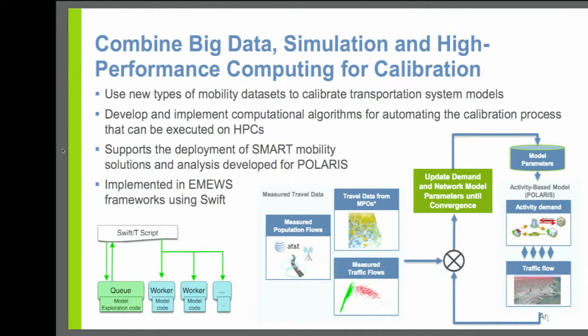So a lot of effort is being implemented using EMEWS, the Swift framework, which has been developed at Argonne National Lab, a general process for controlling large-scale runs on HPC. It has been implemented to calibrate the model using basically measured traffic data or measured demand data and so on that is feeding into the model.